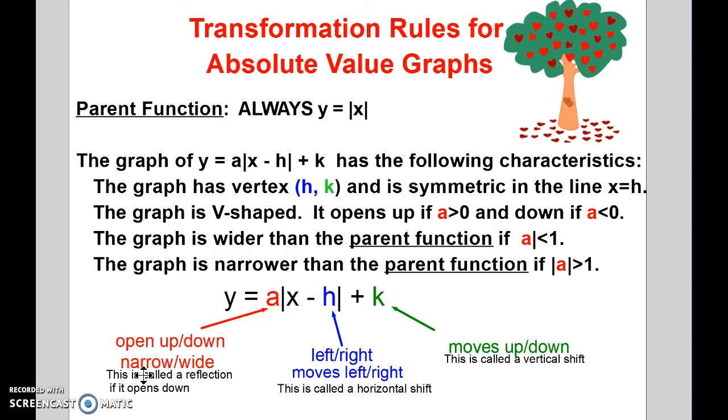So when you have something that opens down rather than up, it's called a reflection. It's a special name for that translation. When you have something that moves left to right, it's called a horizontal shift. And when you have something that moves up and down, it's called a vertical shift. So that's how we're going to name our translations. So remember, the graph has a vertex that is h and k, which is the opposite of the number inside the absolute value, and the same as the number on the outside.